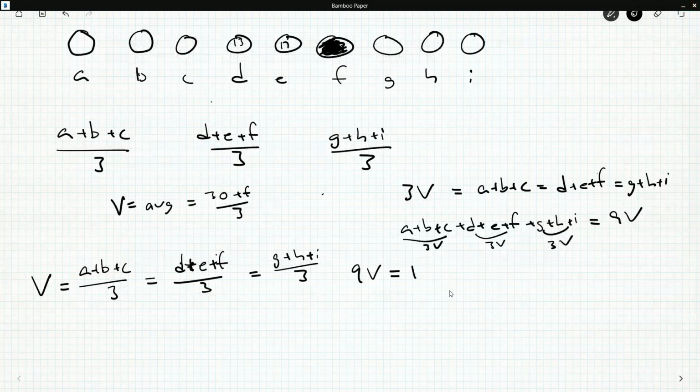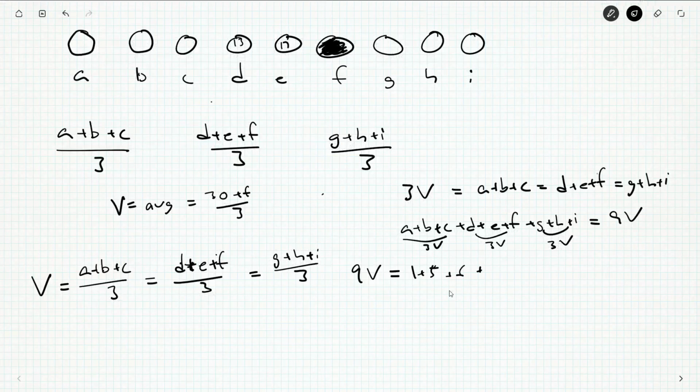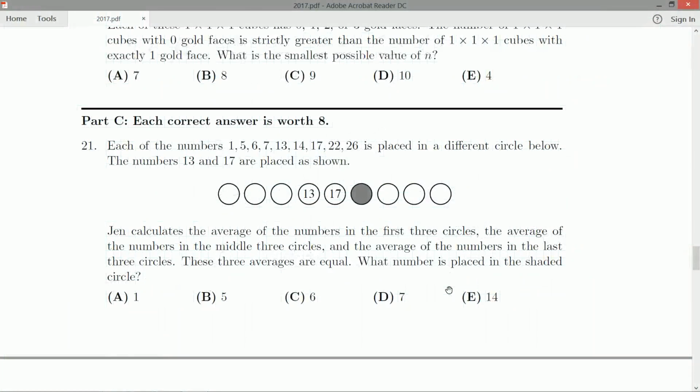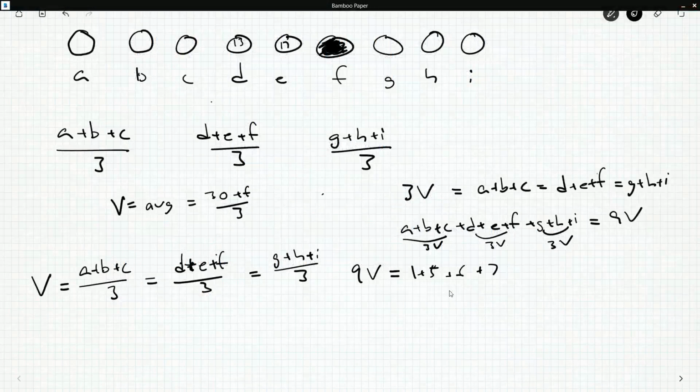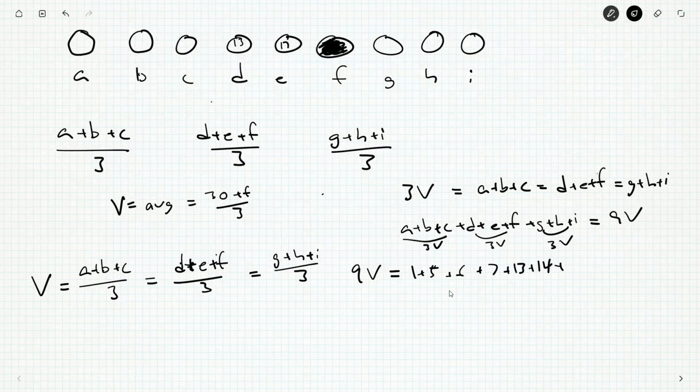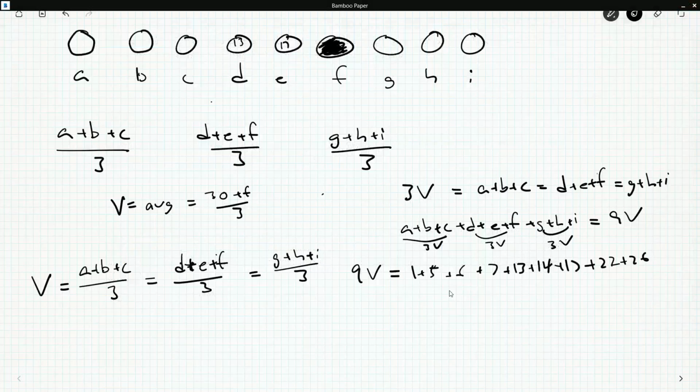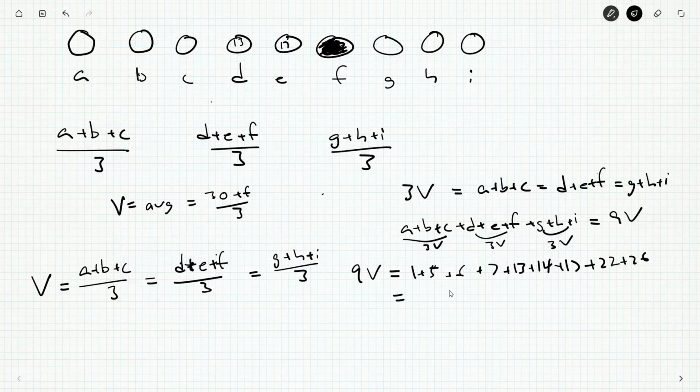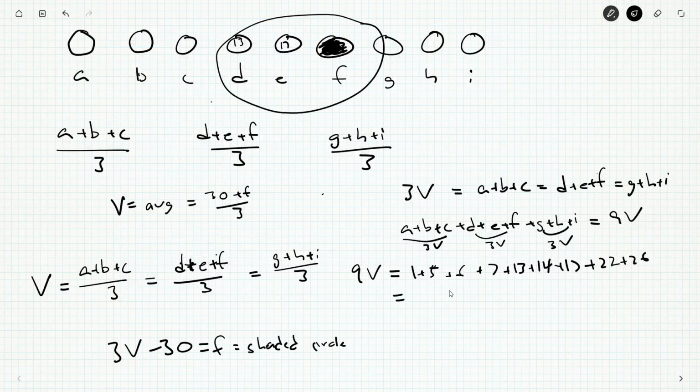1, 5, 6, I think it was 13 next, 7, 13, 14, 17, 22, and 26, I think were the last ones. Yeah. So if I figure that out, divide it by 9, I get V. And if I have V, I know 3 times V minus 30 is F, which is the shaded circle. Right? Because we're looking at this middle group right here.